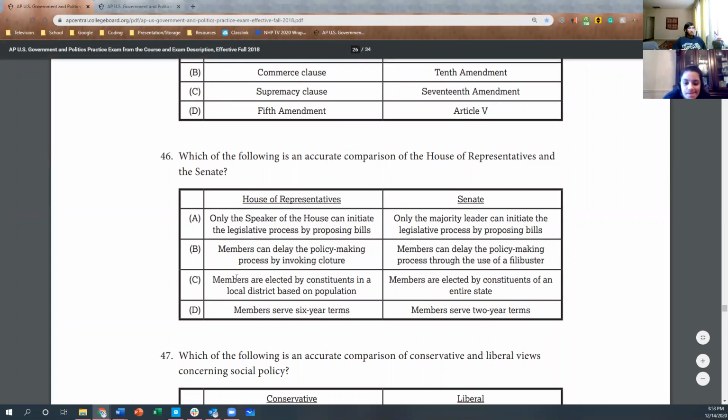D is wrong. Members are elected by local district. I think C is right, but let me check. That's not true. That's not true. I think C. Let me make it bigger.